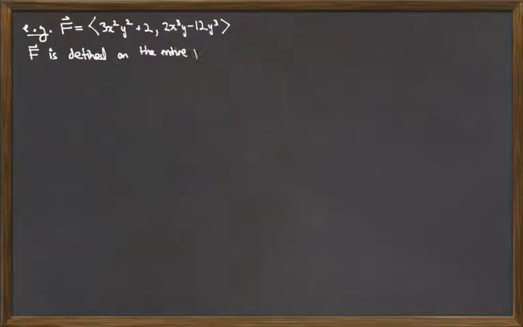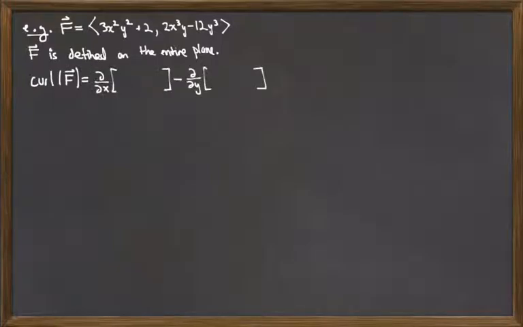F is defined on the entire plane. And the plane itself is a very nice region. It is open, it is connected, and it is simply connected. So the theorem that we discussed is valid. If I compute the curl and I see that the curl is 0 everywhere, I will know that my vector field is conservative as a result. So let's compute the curl.